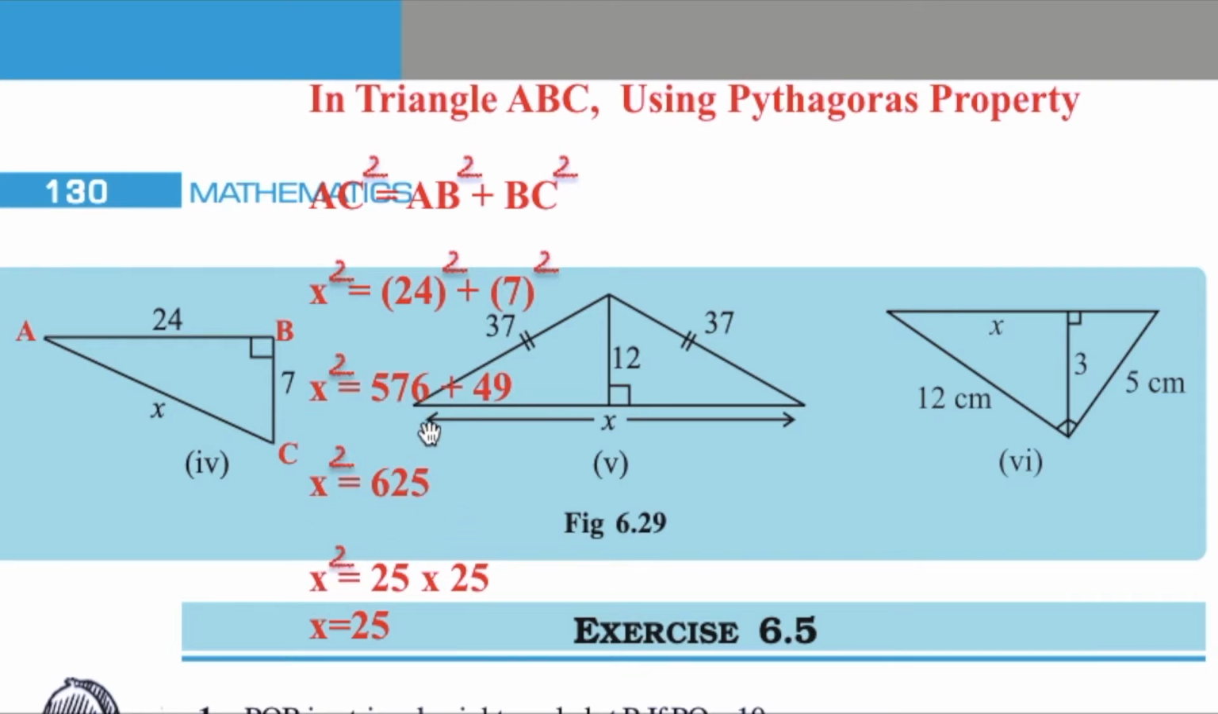So x square is 625, which can be written as 25 multiplied by 25. So the side hypotenuse x would be 25. So the value of x is 25.